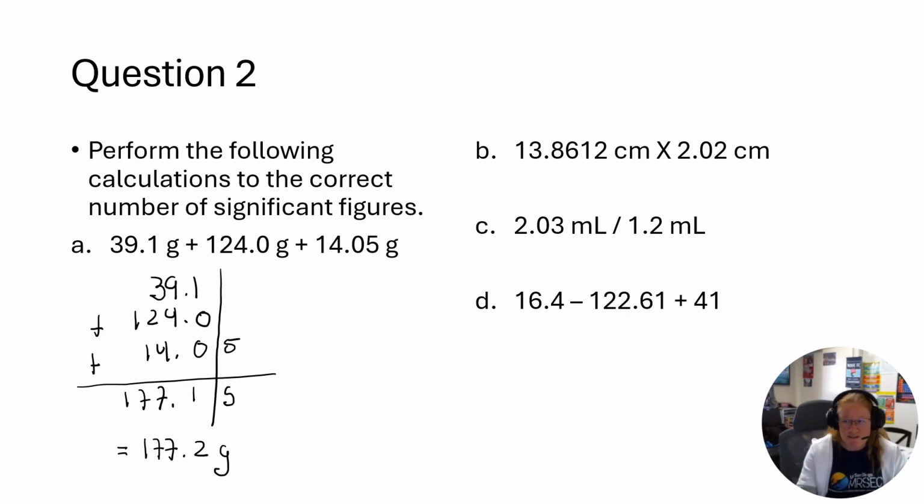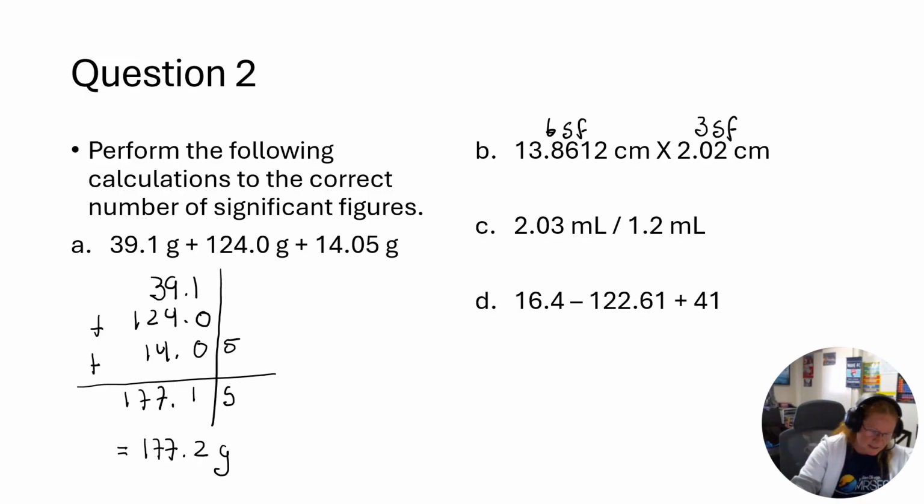In multiplication and division, all we do is we look at whichever number has the smallest number of significant figures and we round to that. So I have 1, 2, 3, 4, 5, 6 sig figs here. And I have 3 sig figs here. So which is smaller, 3 or 6? 3 is. So our final answer can only have 3 significant figures.